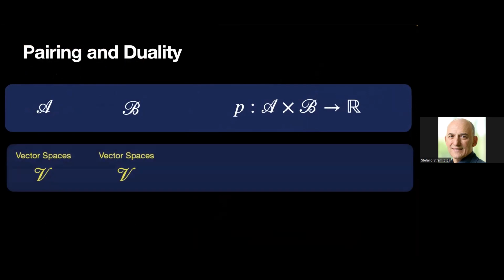Now, if I give you two vector spaces, I take an element from one vector space and an element from another vector space, can I give you a real number? What would be a pairing? Well, we have seen it once so far, right? This is called an inner product.